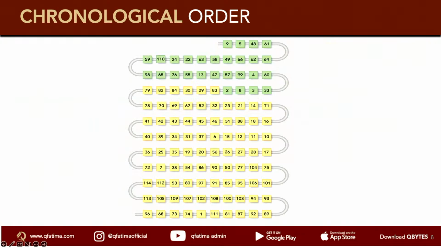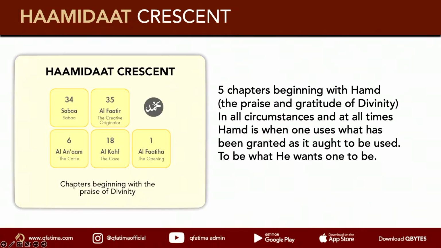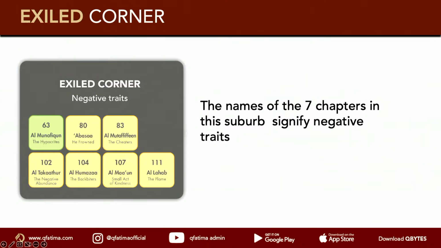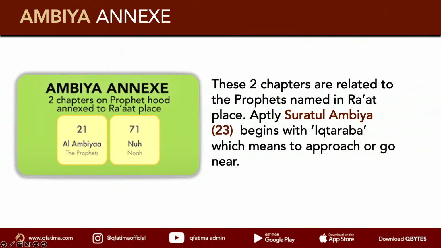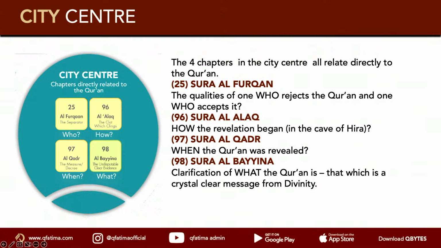There's an overview of Qur'an City. We've been through this all the way through, so I'm going to go right down to what we're going to do today, which is, in essence, we've been looking at Qur'an City Centre. All those suburbs go around that city centre. And all the 4 surah in that city centre focus on the Qur'an. They answer the questions of who, how, when, and what.